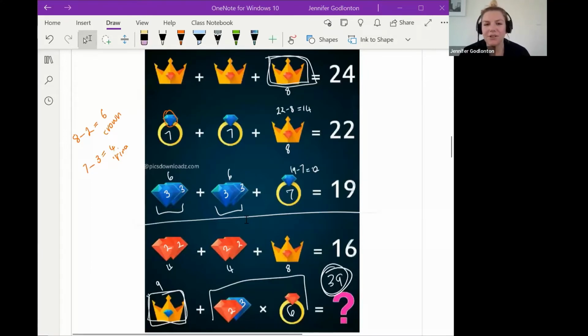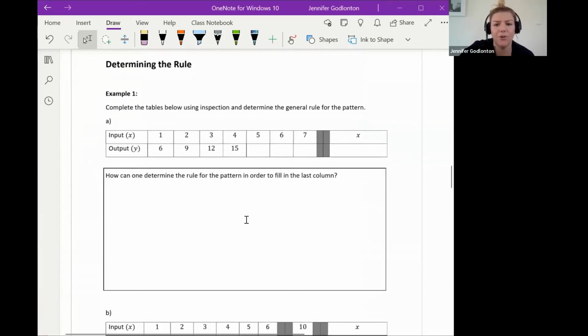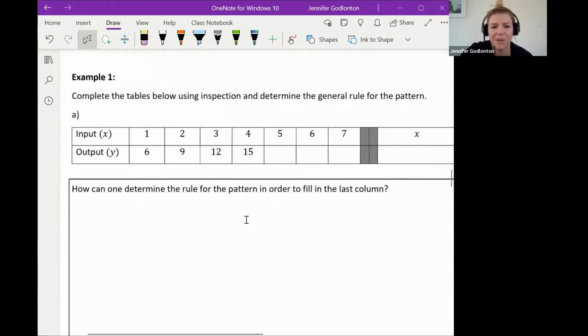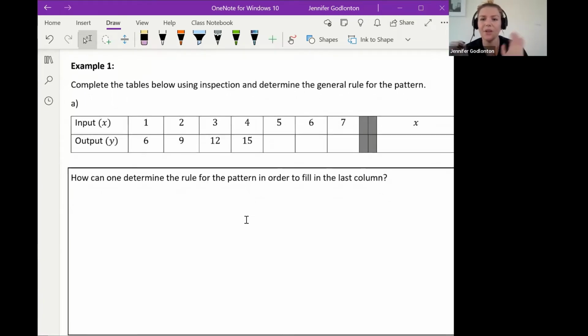So now what we're going to do is try and put all of the stuff that we were speaking about together, and we're going to make our own rule. So what I've got over here, well done to those of you who got that puzzle, by the way, I'm really proud of you, is a table.